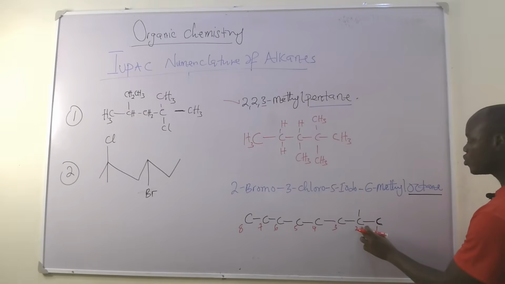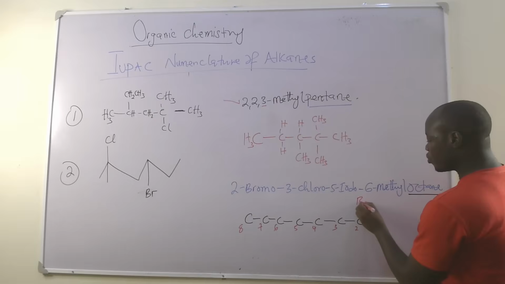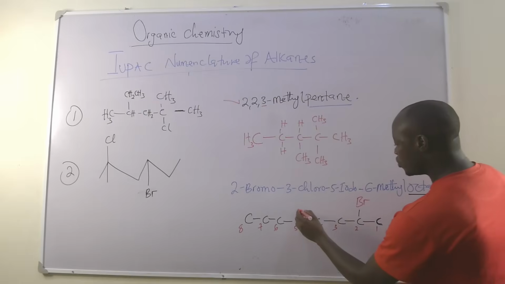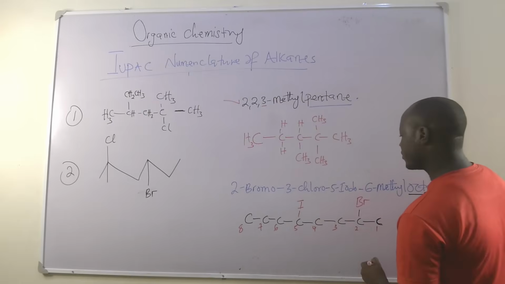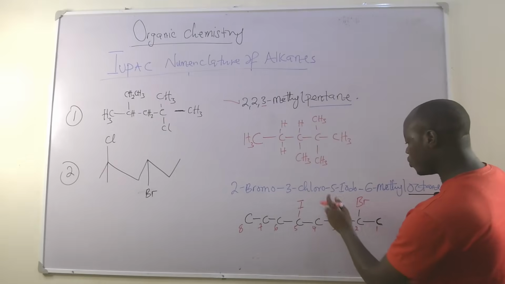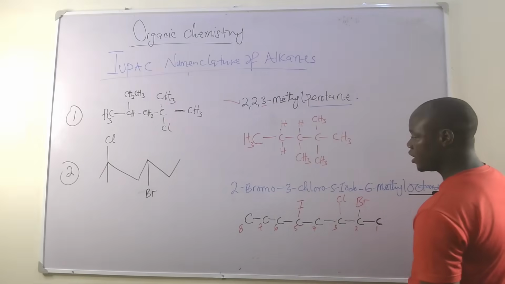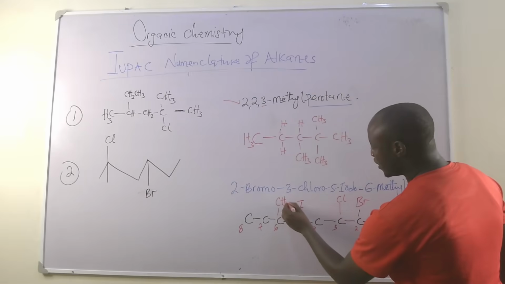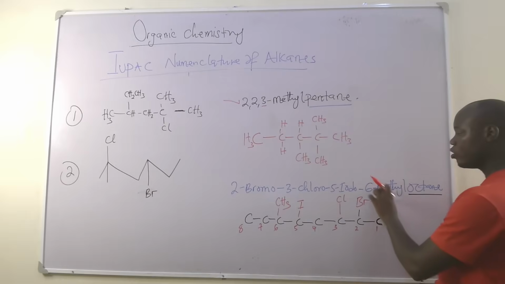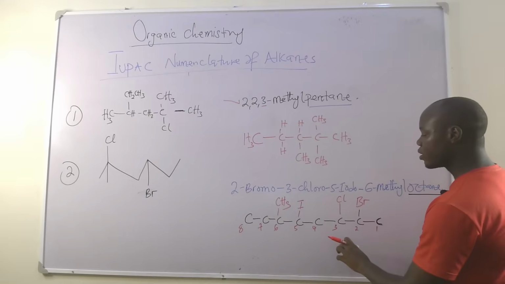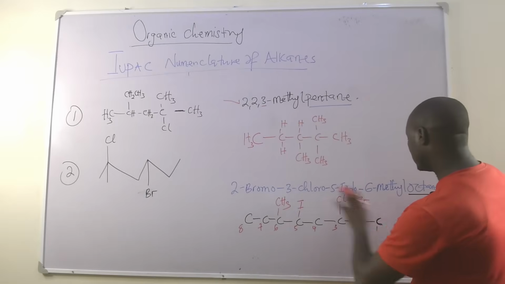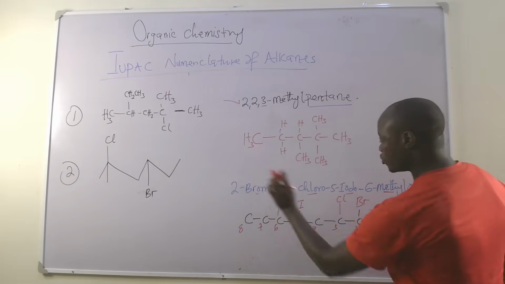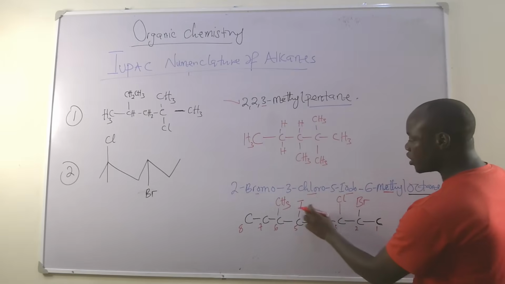So at position 2, we have bromo. So we draw bromo here. Then at position 5, we have iodo. So we write iodo. At position 3, we have chloro. So we write chloro here. Then at position 6, we have methyl. So we now have methyl here. So you see, all the 4 substituents are now placed in the compound. We have 1, 2, 3, 4 substituents. We have them here 1, 2, 3, 4.